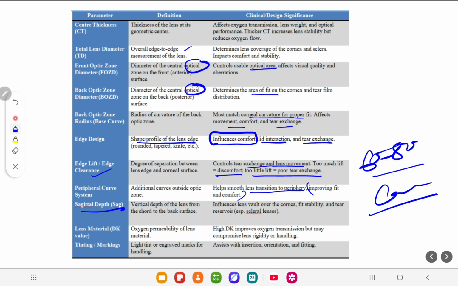Sagittal depth, we have talked a lot, we have taken a lot of time. It is the vertical depth of the lens from the chord of the back surface. It influences the lens vault, overall corneal fit and stability, and the tear reservoir, especially in scleral lenses. We have to calculate sagittal depth. And lens material Dk is the oxygen permeability of the lens; the higher the Dk, the better the oxygen transmission. But in the case of RGP, a higher Dk means lens rigidity is less. So tint and marking is very important. Light tint and engraving marks assist in handling, lens insertion, orientation and fitting. These are important. We have not covered a lot, but that's good.